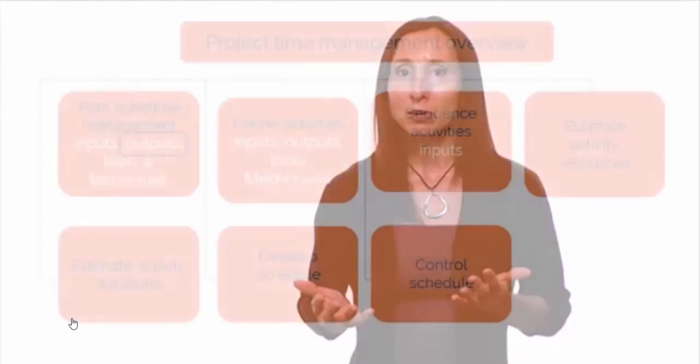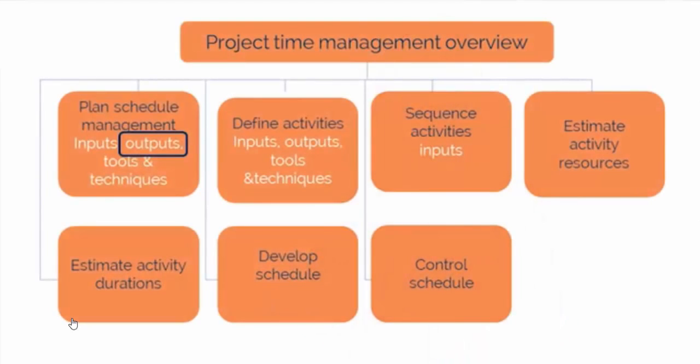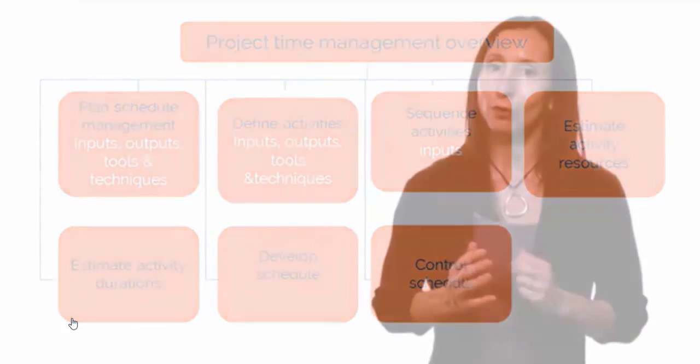One thing that will be important to note for this module is that these processes must be done sequentially. You'll notice as we move along that the outputs of the first process will become the inputs of the second process, and the outputs from that process will become the inputs for the third process, and so on. So, keeping that flow in mind, let's move on to the 7 time management processes themselves.